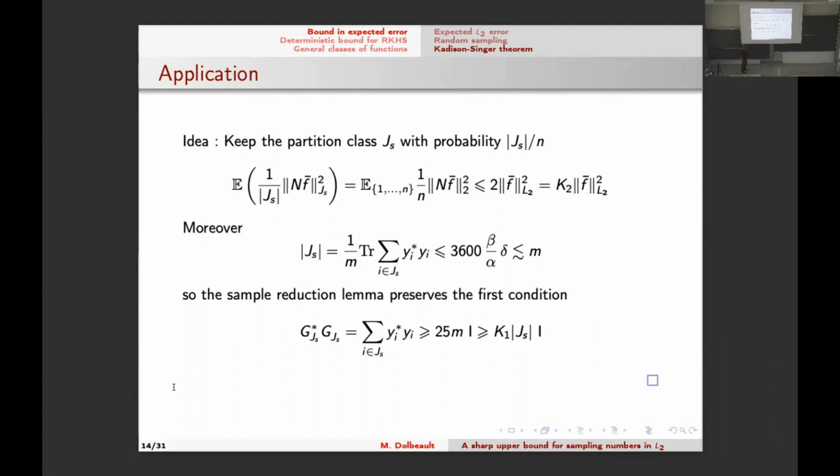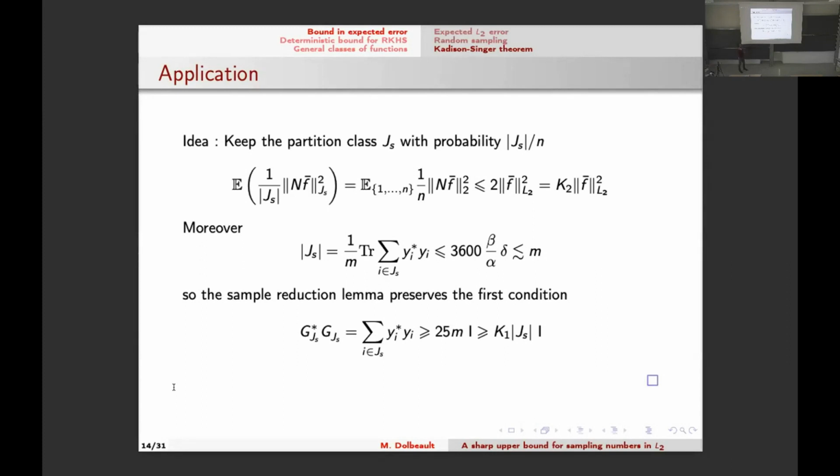With this, I preserved the second condition. The first condition, do I still have the second one? Well, yes, because I chose the partition class at random. So in fact, the probability that a single point is chosen is not affected by the subsampling. And with this, I got my two conditions, and this proves the first theorem.